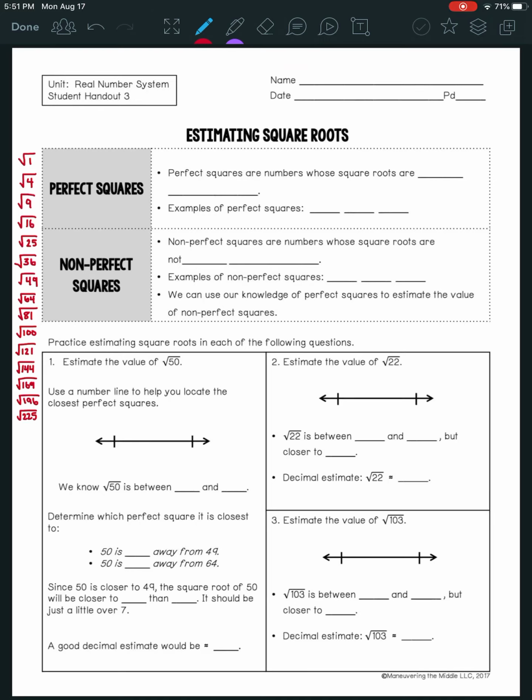Today's lesson, we're going to continue on with square roots. This time we're going to estimate them. So we're going to look at square roots that don't come out to perfect square roots and see if we can get at least close to estimating them.